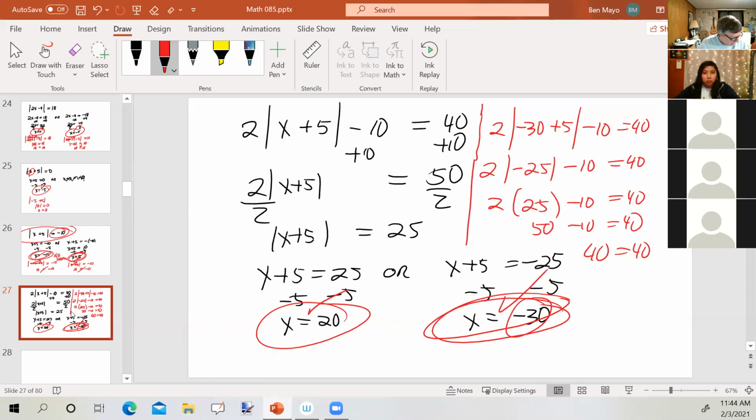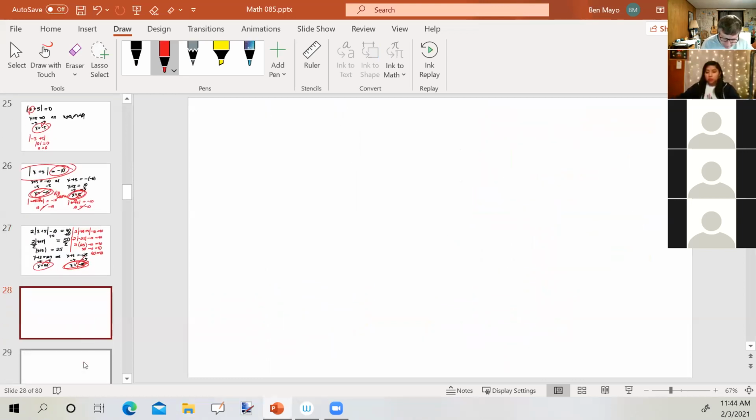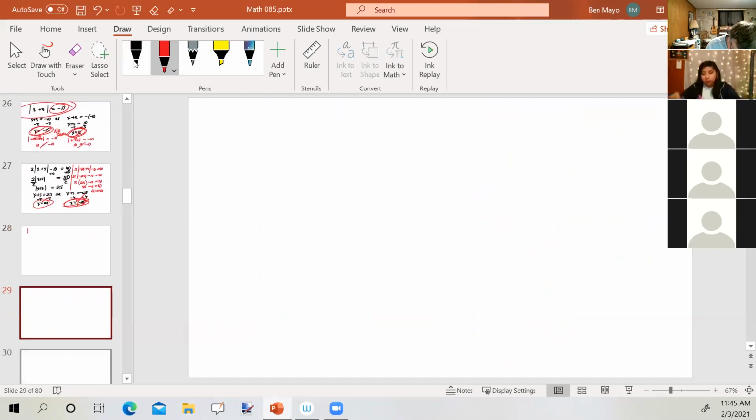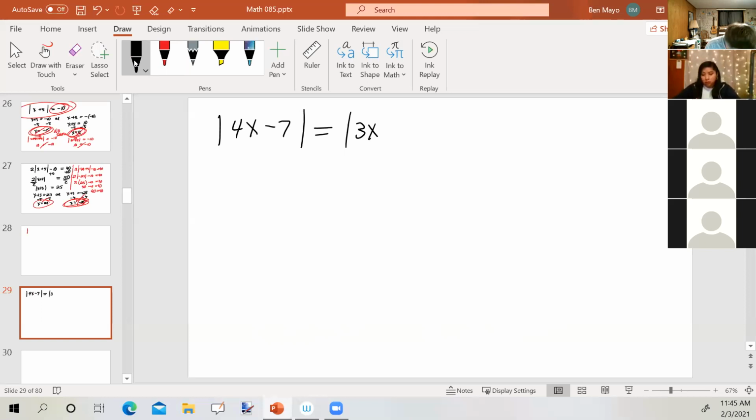All right, there's one more possibility that may come up, and that is where you have an absolute value equal to an absolute value. Now, we could go through and take what's inside and the opposite and all that and consider this.